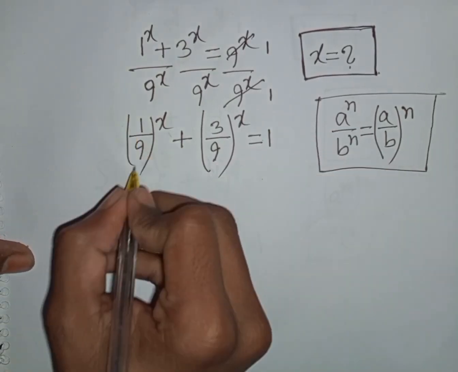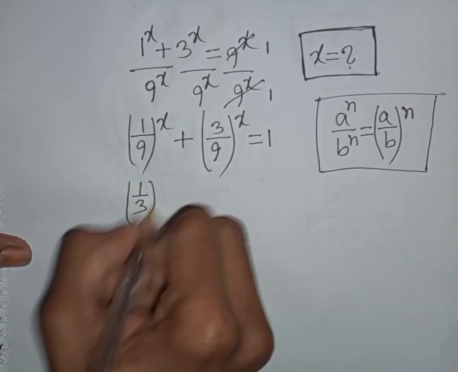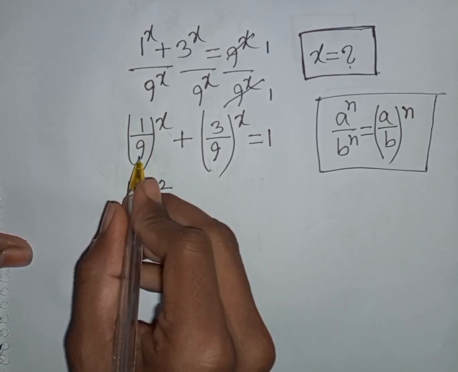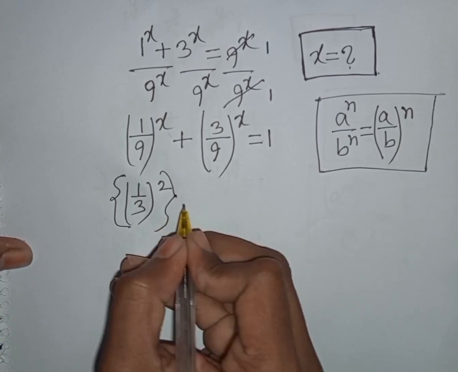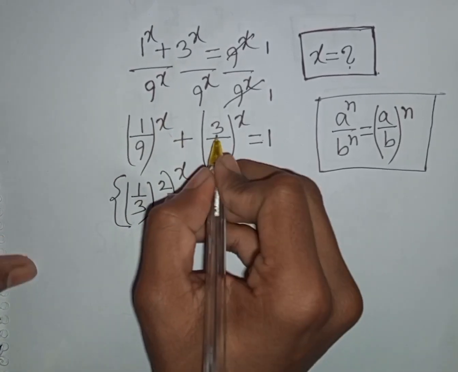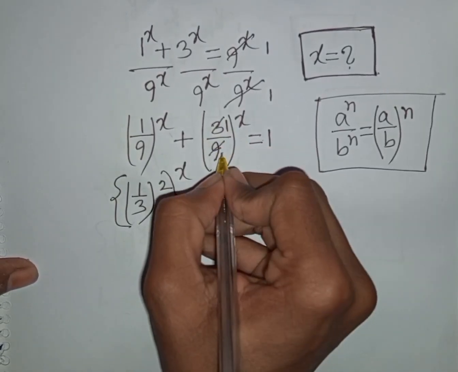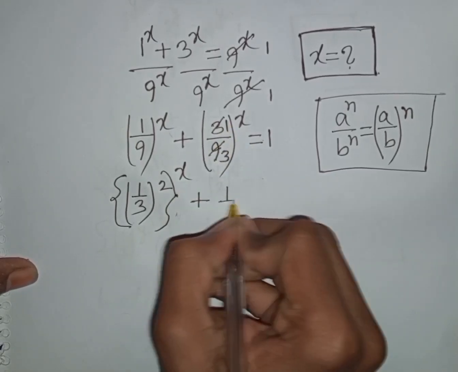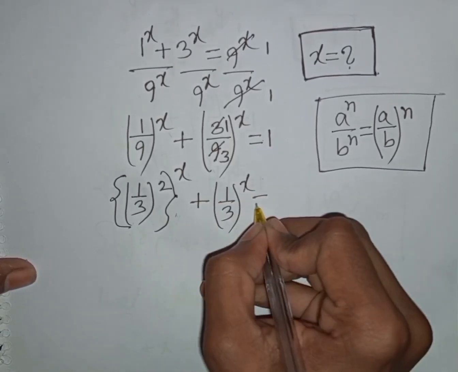Now 1 by 9 can be written as 1 by 3 bracket power 2. Then this first bracket can be written as the second bracket, then power of x plus, here 3 divided by 3, that means it will be 1, 9 divided by 3, that means it will be 3. So we have 1 over 3, then bracket power of x is equal to 1.